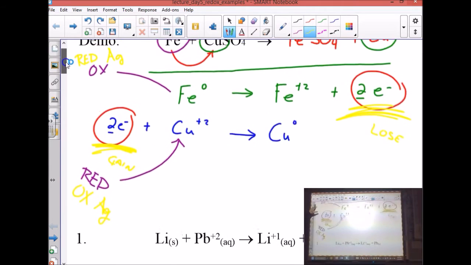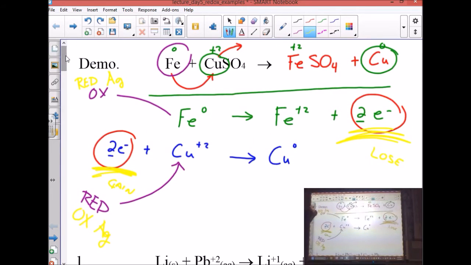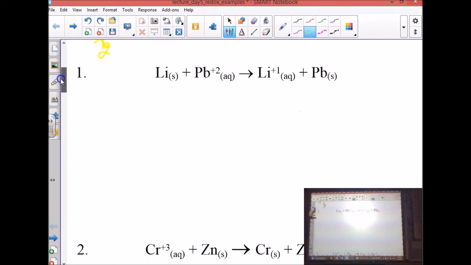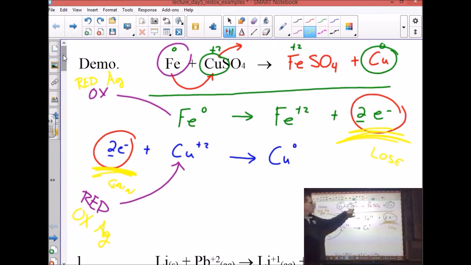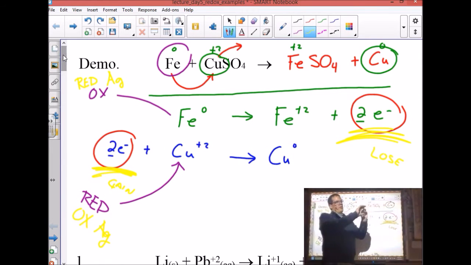Say that again, I'm sorry. So like the example we're about to do. Oh, you mean here? What I'm not showing is the non-metal. Notice I had the sulfate in here. So I just left the non-metals out.